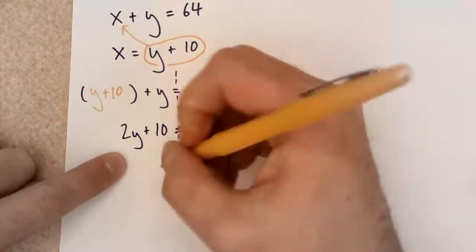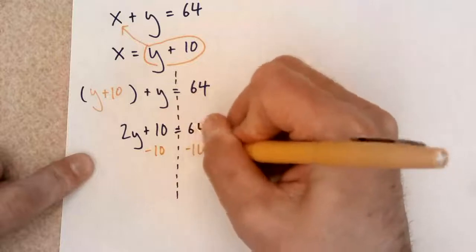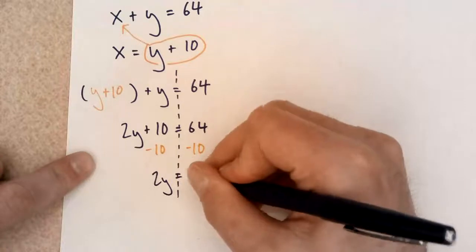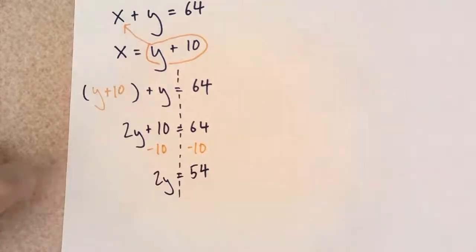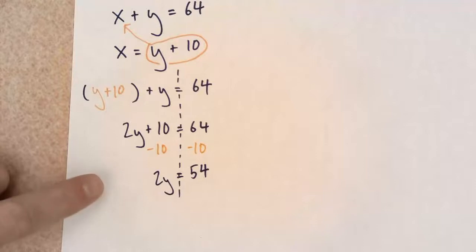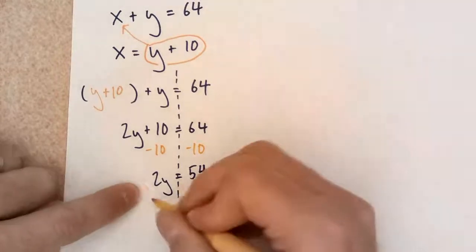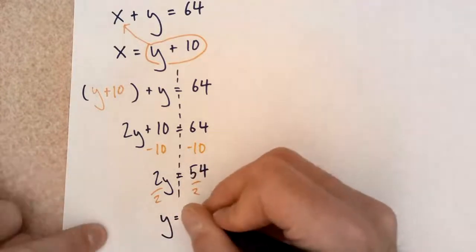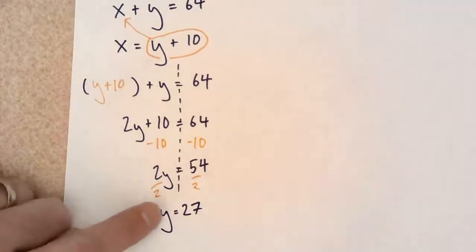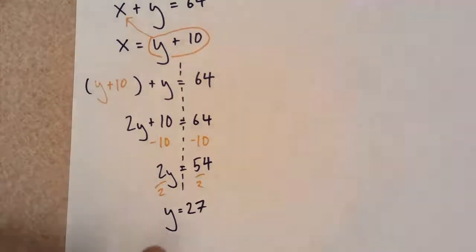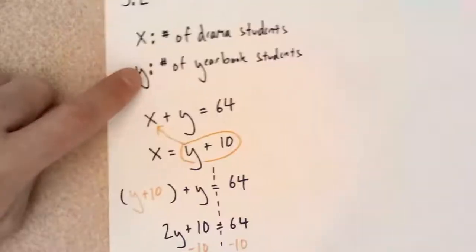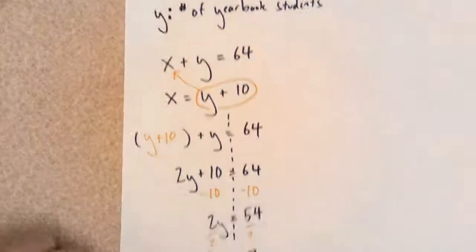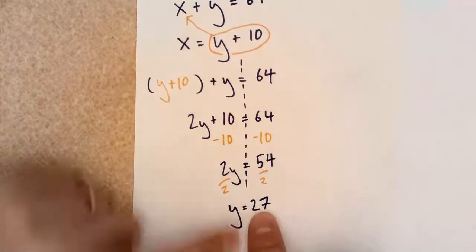Let's get Y by itself. I want to subtract 10 from both sides. 2Y equals 54. Let's divide both sides by 2. Divide by 2, divide by 2. And Y is equal to 27. Awesome. Okay, that's half of my solution. I now know that there are 27 yearbook students.